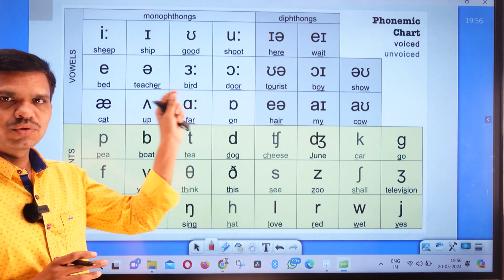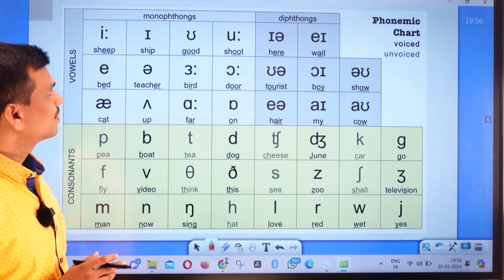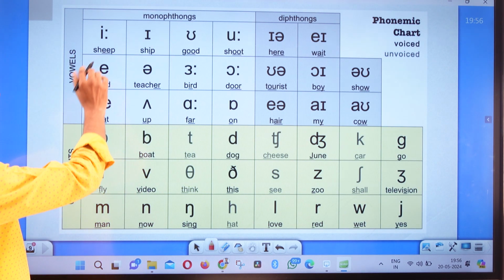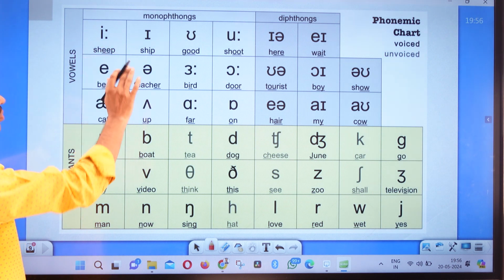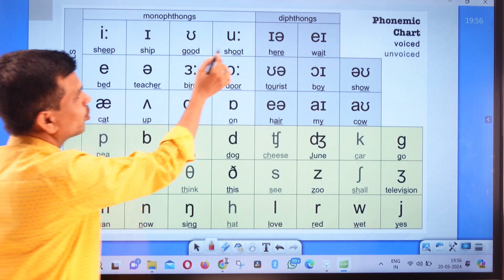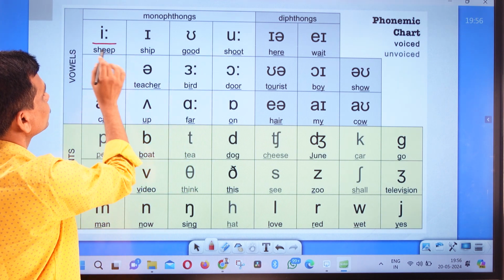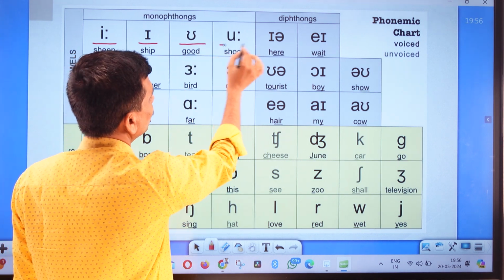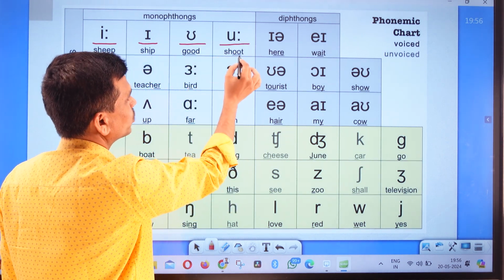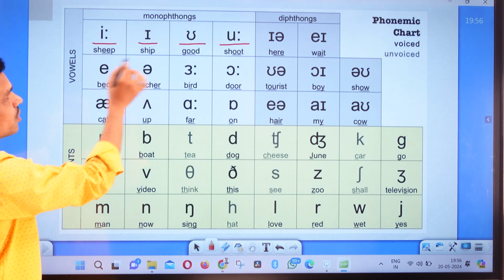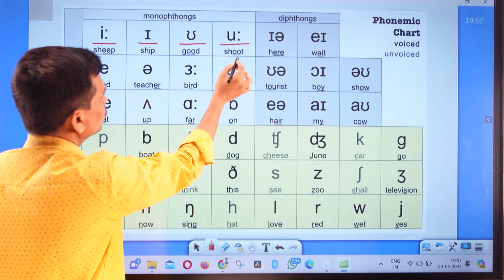Okay, so you can understand or you can read this chart. Here we have first vowels. This is long E and we will pronounce it as E, then short E, then short U, long U. So this is long, you can consider this is short. Again this is short U, this is long U in shoot. So here we have the examples. For example, sheep, good, shoot.